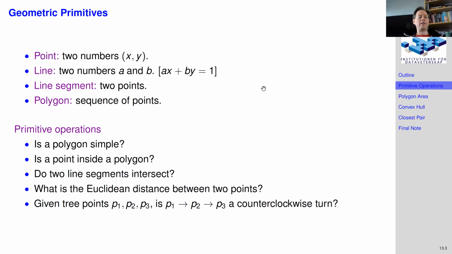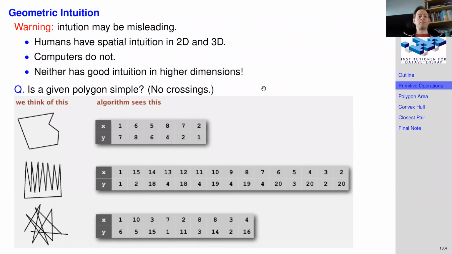So assuming these primitives, what are some of the operations we want to do? For example, to determine whether a polygon is simple, to determine whether a point is inside a polygon, check if 2 line segments intersect, compute the Euclidean distance between 2 points, and given 3 points, determine whether they correspond to a counterclockwise turn. So we will go through most of these.